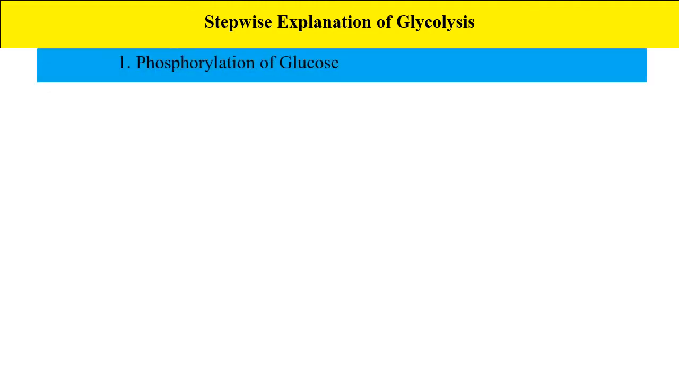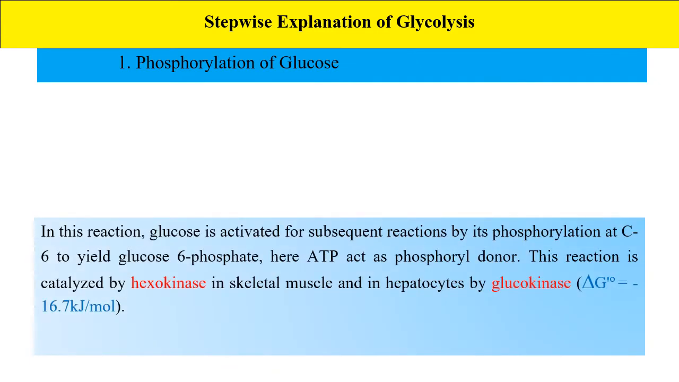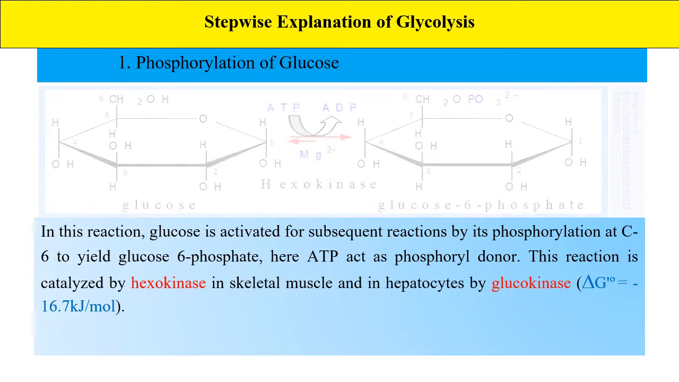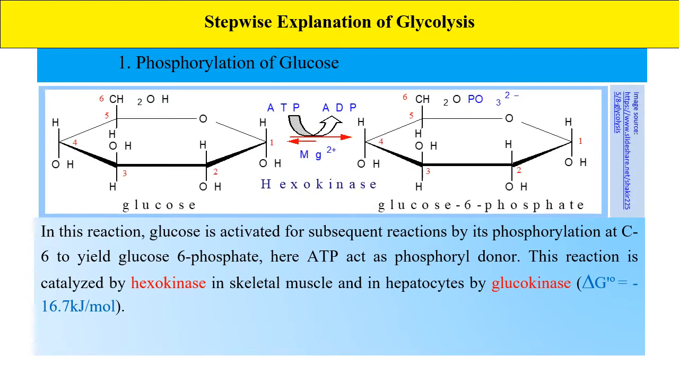Now, I am going to explain glycolysis in a stepwise manner. Step 1. Phosphorylation of glucose. In this reaction, glucose is activated for subsequent reactions by its phosphorylation at carbon 6, resulting in the formation of glucose 6-phosphate. Here, the ATP molecule acts as the phosphoryl donor. This reaction is catalyzed by the enzyme hexokinase in skeletal muscle, and in hepatocytes, this reaction is catalyzed by the enzyme glucokinase. The value of the standard free energy change is -16.7 kJ/mol.